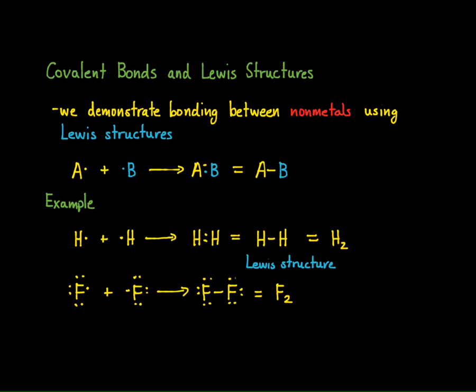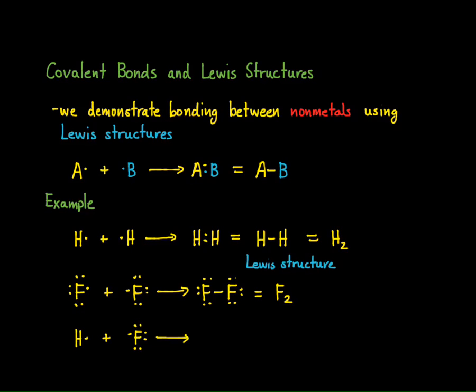Now, we can also draw covalent bonds between atoms that are obviously not the same. So if I take hydrogen and fluorine and think about their Lewis dot symbols. H has 1 electron in its valence shell. Fluorine has, again, 7 electrons in its valence shell with that 1 non-bonding electron.